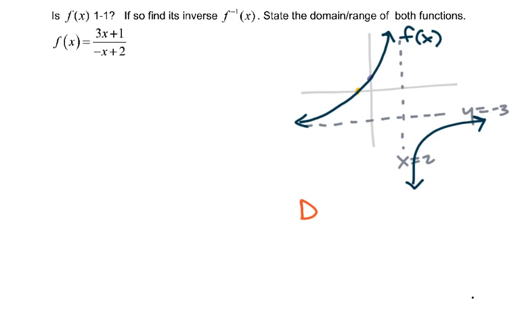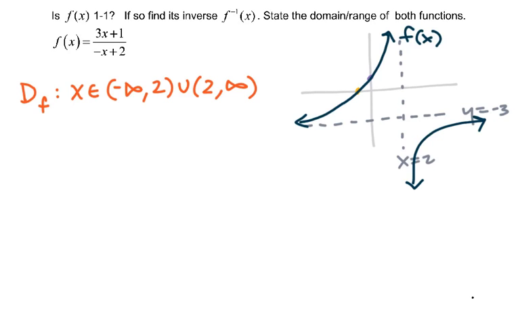The domain of f, let me write that over here. The domain of f is that my x values are from -infinity to 2, we can't equal 2, union 2 to infinity. And the range of f is that my y values can be anything but -3.